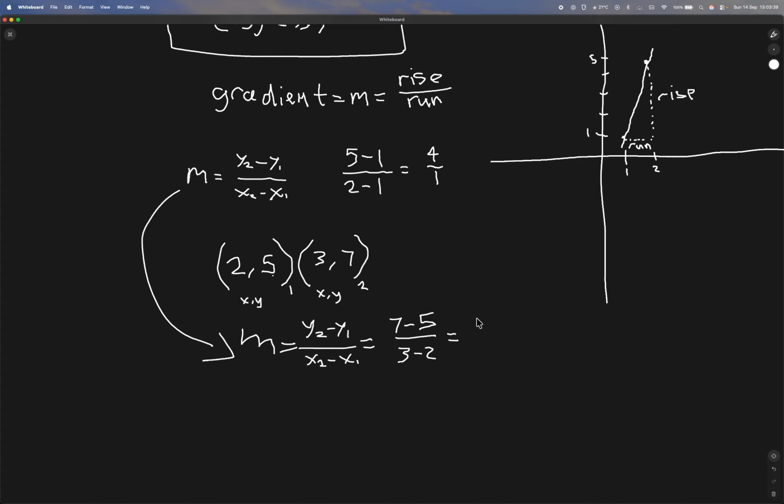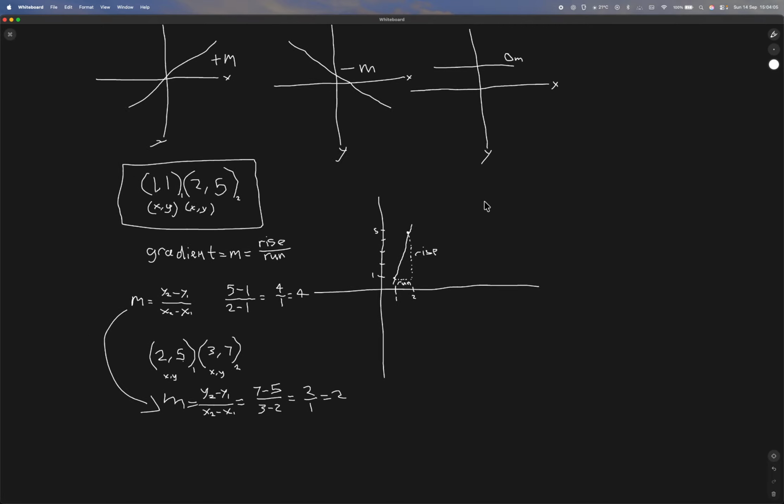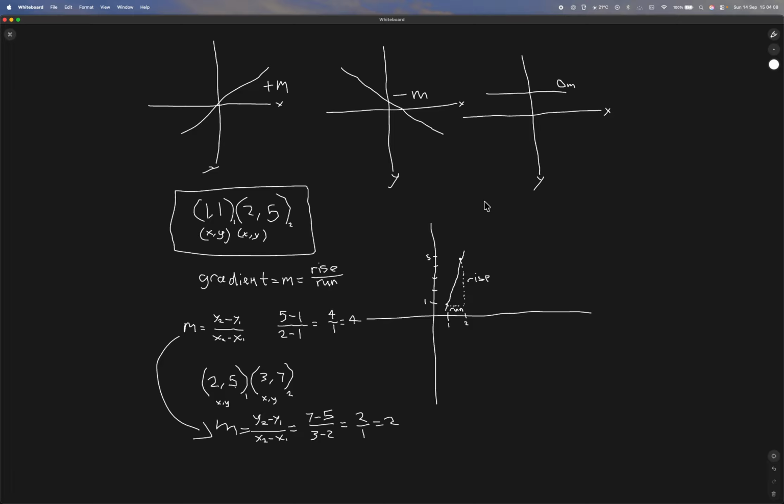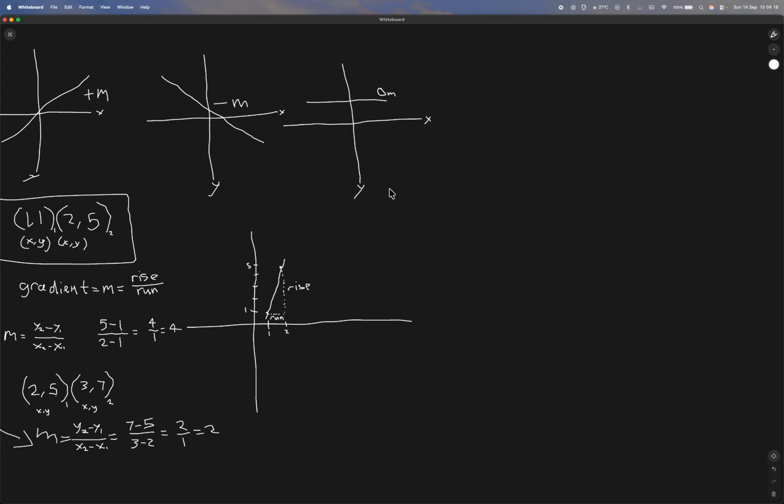Is equal to 7 minus 5 is 2, 3 minus 2 is 1, is equal to 2. There we go. And that is how you find the gradient of a straight line. Hope that helps. That there is what we covered. And actually, why don't we do one more? Do one that covers a negative gradient.